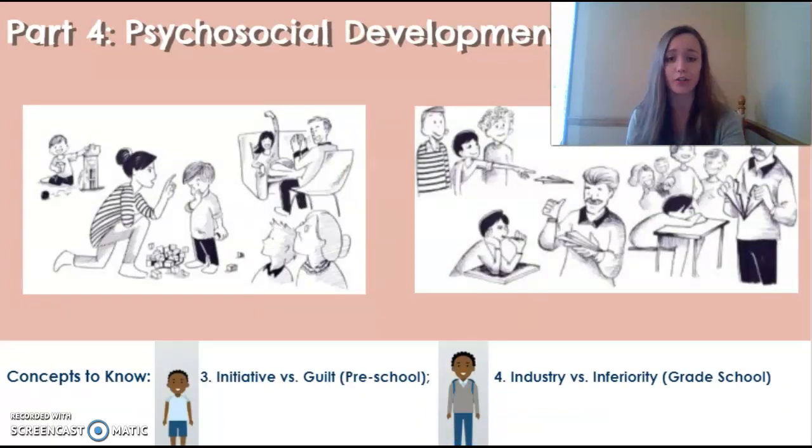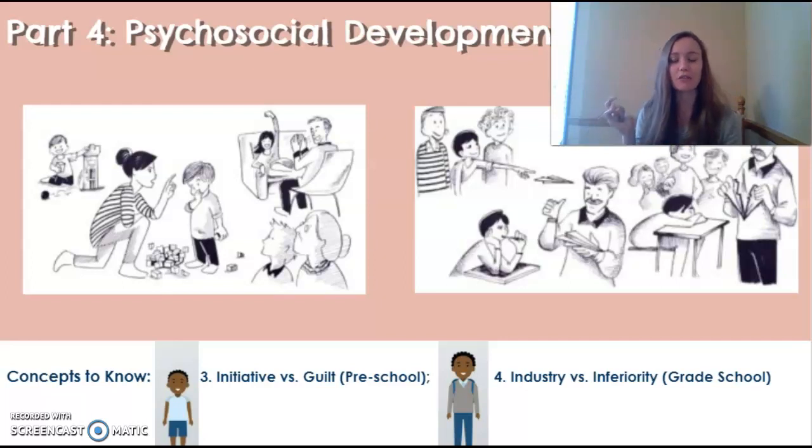Next is the crisis that occurs in the preschool age years, where this is not yet into grade school, but this is the age where kids are starting to initiate tasks with others. So playing games with other kids and starting to take initiative to take the lead in things. They might start creating their own games and activities, and they should be allowed to make some of these decisions on their own, and that will help them become more confident.